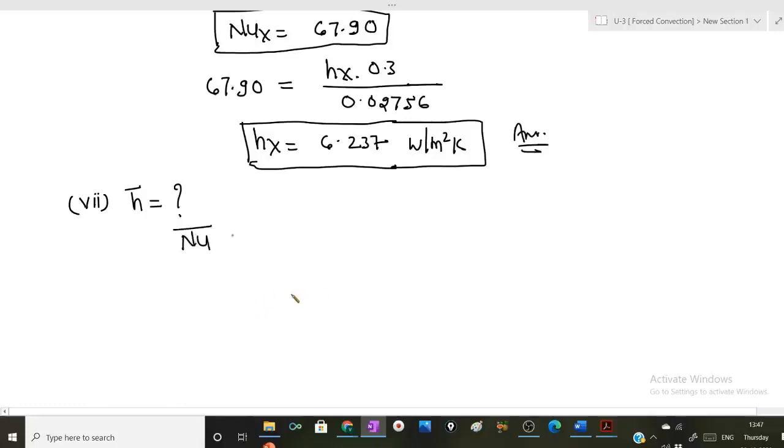If I have the value of average Nusselt number, h bar into x over kf, I can find out the value of average heat transfer coefficient. Now on page number 113, there is no value of average Nusselt number. But the moment you turn the page, one expression is given, 1.3. Are you able to locate it? Average values for constant heat flux or constant wall temperature.